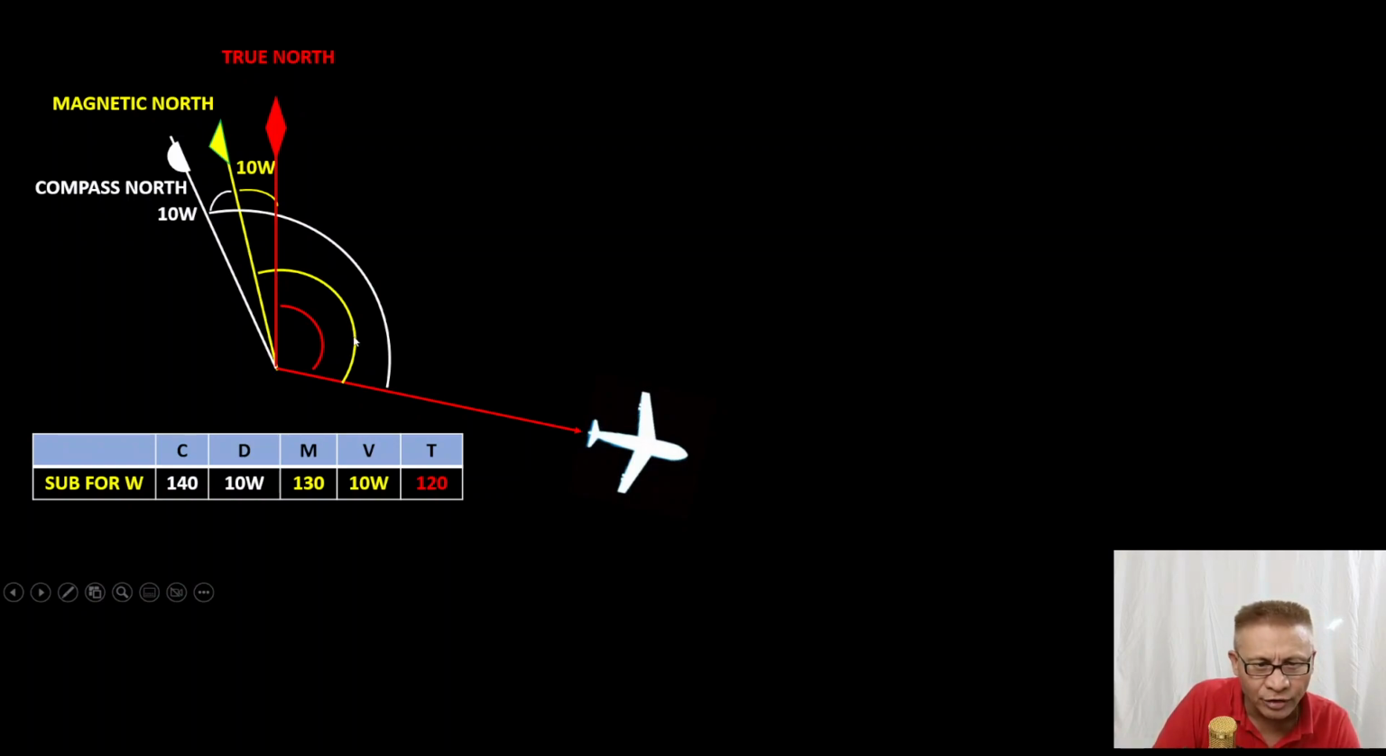Okay, on this yellow arc, this will be 120 degrees plus the amount of variation, that is 10 degrees west. So it will be 130 degrees. Magnetic direction or magnetic heading is 130. Now further, if we add the deviation, and if we assume that the deviation is 10 degrees west, I'll have to start measuring from this compass north in order to find out the compass heading. So it will be obviously more than both of them.